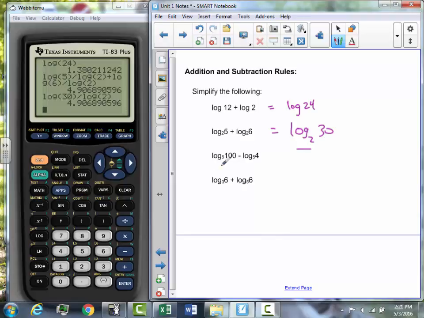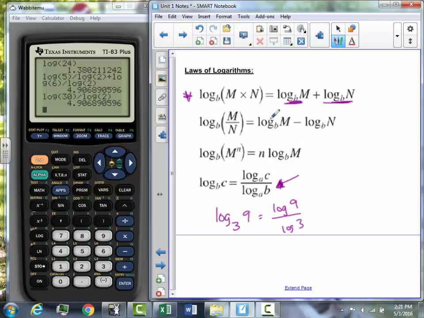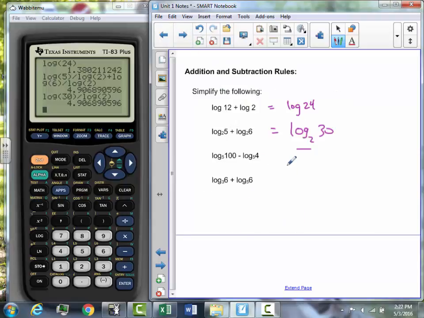Okay, let's try this next one here. What if we were asking you to try to subtract? Well, on the previous slide, I had the rule about subtracting. If you have two things that subtract each other, divide them. So yeah, 100 divided by 4, right? So what's 100 over 4? There you go. So this is log base 5 of 25.